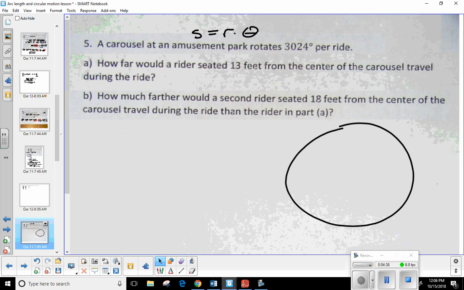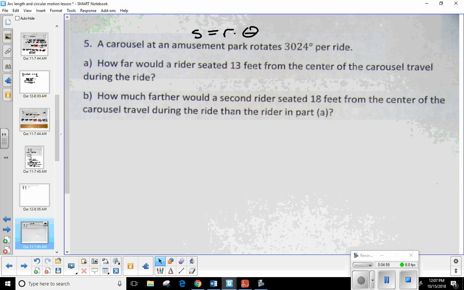If you're looking at it from above, it's going to be a circle, and you've got different seats going out. So if a person were sitting right here, let's say 13 feet from the very center, and the ride starts to go around and around, the question is, how far in feet will the person have traveled by the time the ride is over? That's what we're talking about here.